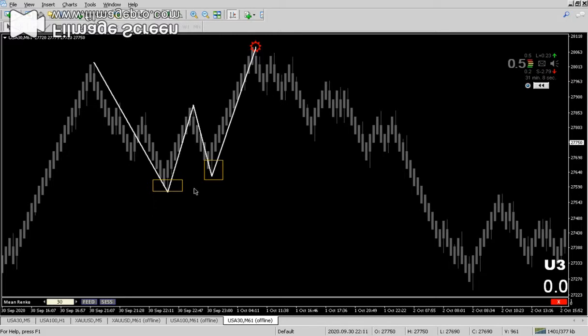So we have the double bottom, although it's not even, this is a higher low, but it's still a double bottom. You can clearly see this is a W formation. You have the fifth leg of the W, and what usually happens at number 5, there usually is a drop.